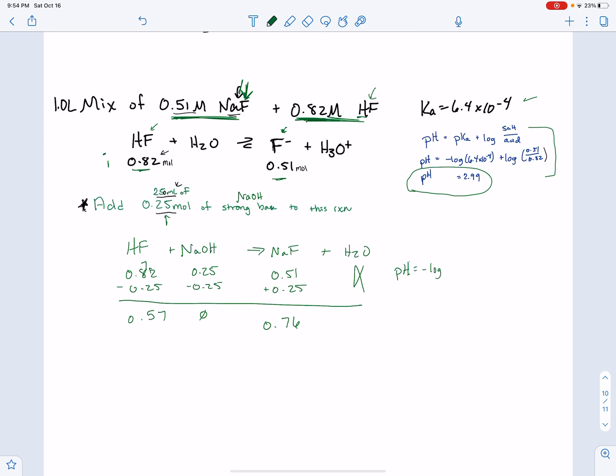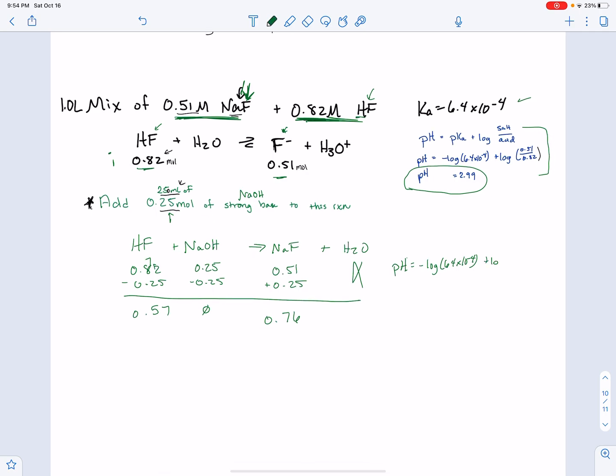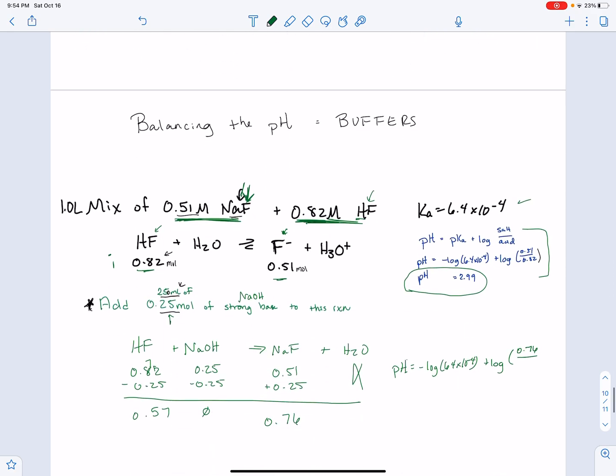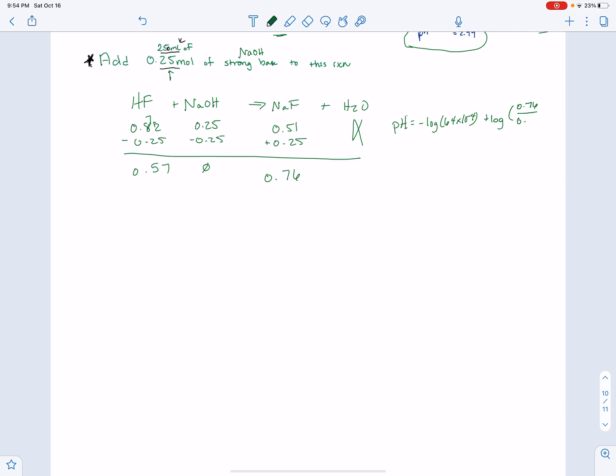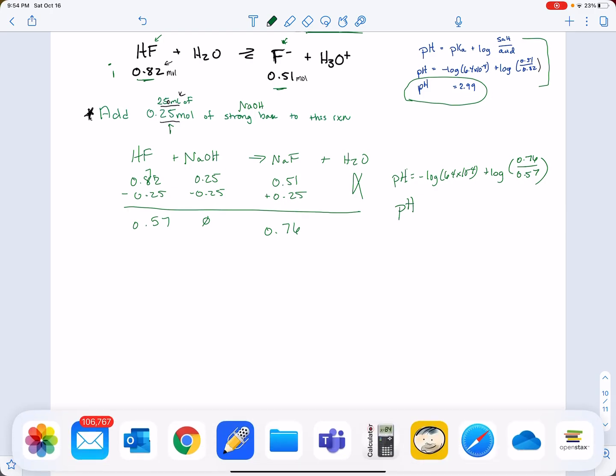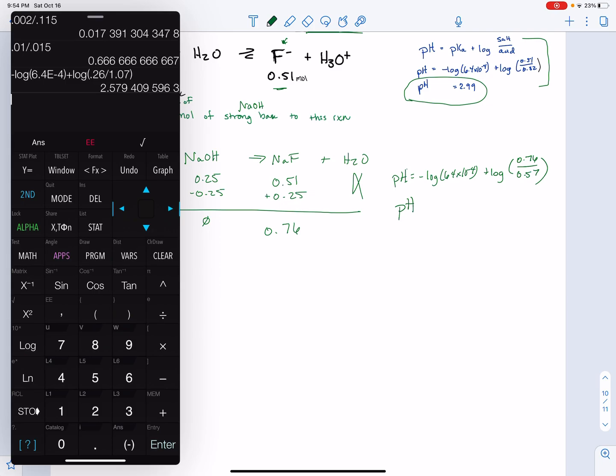I'm going to go ahead and just fill it right in. It's the negative log of 6.4 times 10 to the minus fourth, plus the log of, and again, it's the salt, which is now 0.76, over acid, which is 0.57. So let's see how my pH deals with that. If it's a good buffer system, that pH is not going to have a huge shift. So I've got negative log of 6.4 e to the negative fourth plus the log of 0.76 divided by 0.57.